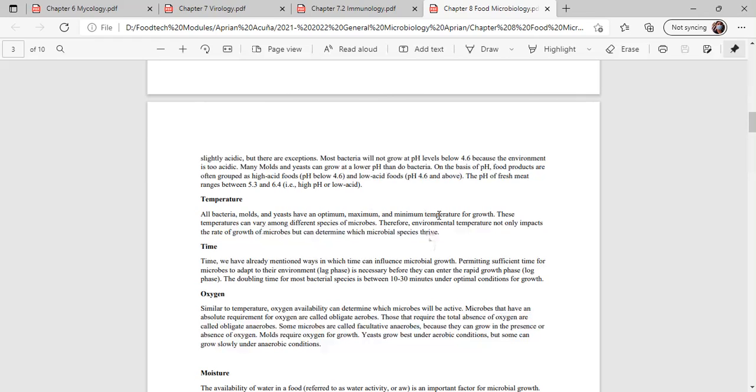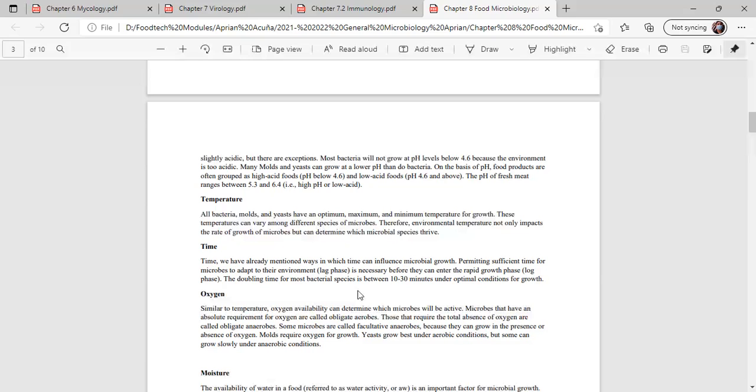Now, for temperature, all classes of bacteria, molds, and yeast have an optimum, maximum, and minimum temperature for growth. The optimum is the preferred and best temperature for the bacteria to grow. The maximum is their limit where they can still grow, and the minimum is the least required temperature for them to grow. These temperatures can vary among different types of microorganisms or fungi, and therefore environmental temperature not only impacts the rate of growth of microbes but can determine which microbial species thrive.